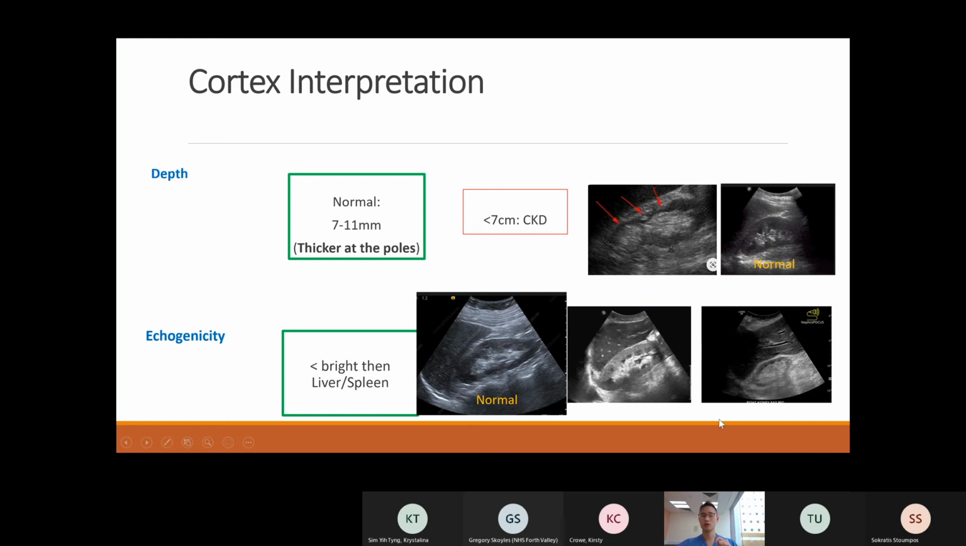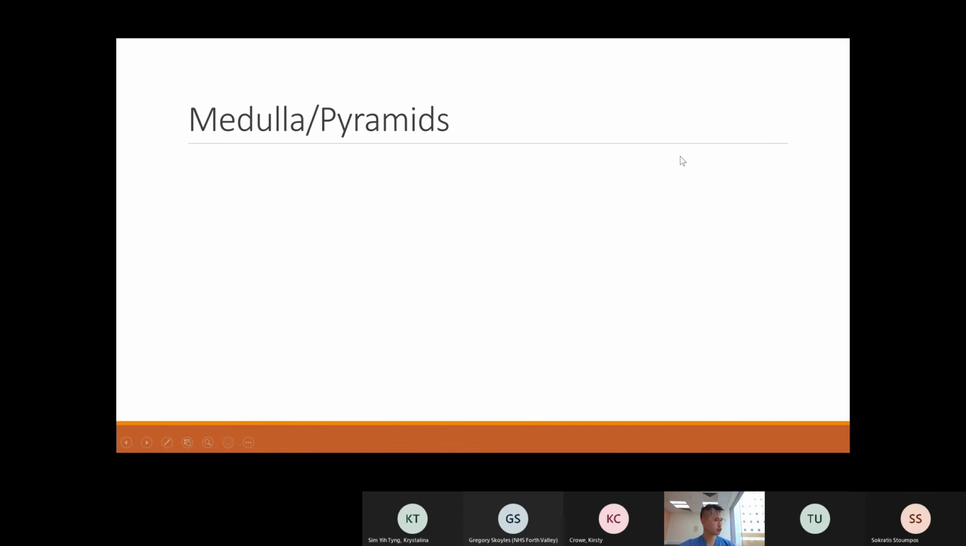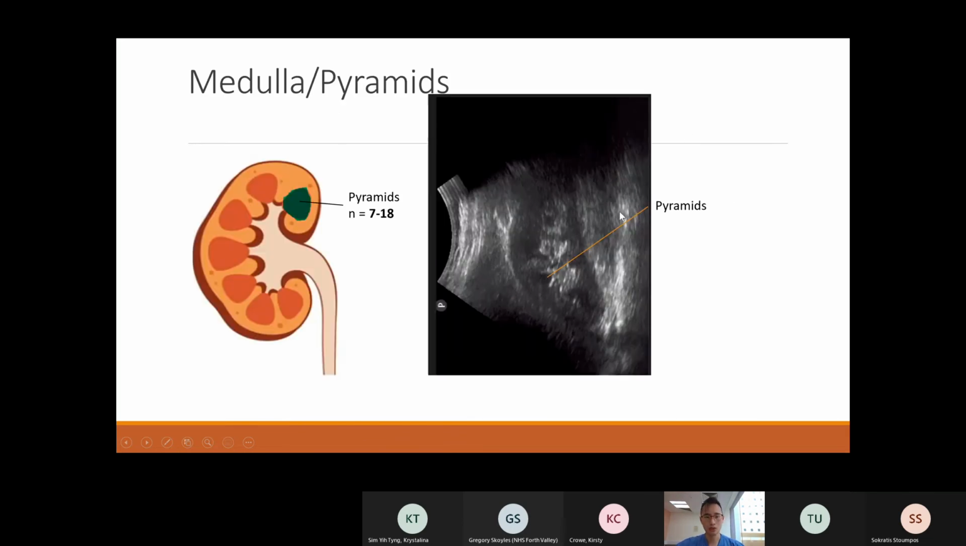So the depth, the thickness of your cortex and the echogenicity of your cortex is important. Okay, next thing I want to talk about is the medulla, and this can be a bit confusing. Your medulla, as I said, or your pyramids, is this triangular structure. In a normal person, you should have between 7 to 18 pyramids in each kidney.